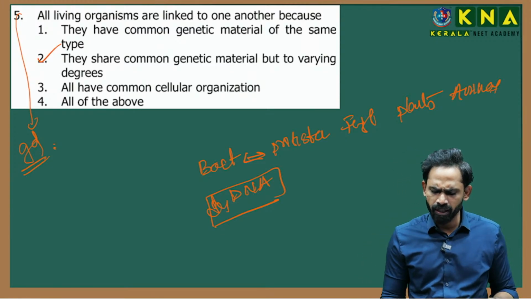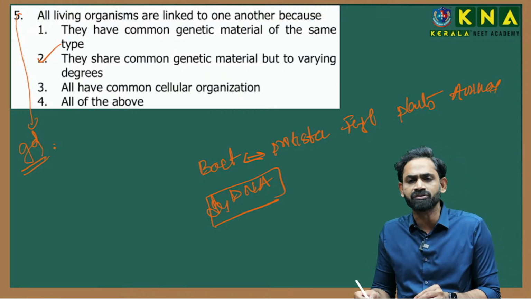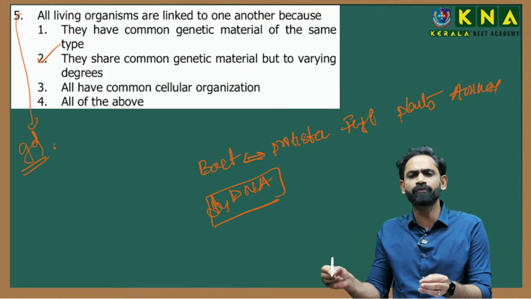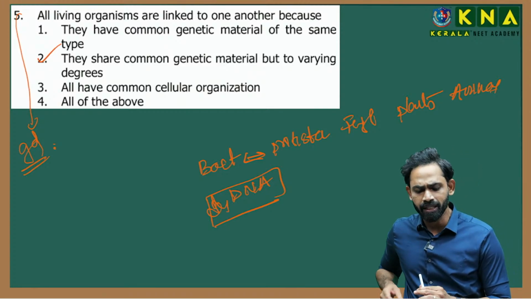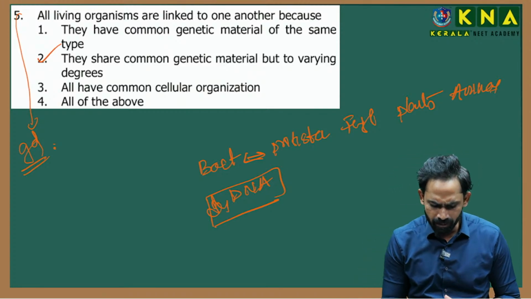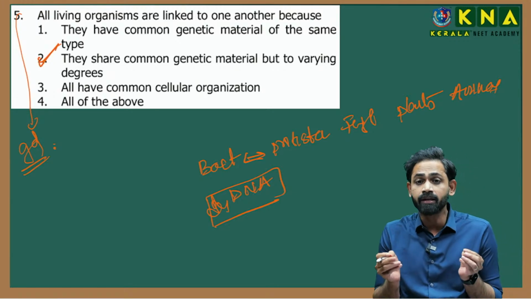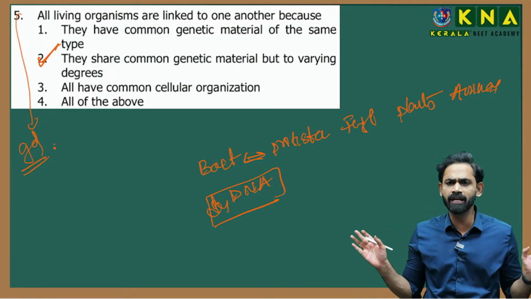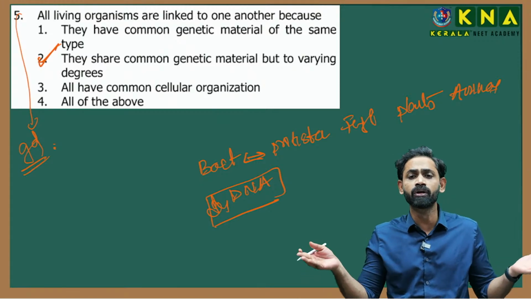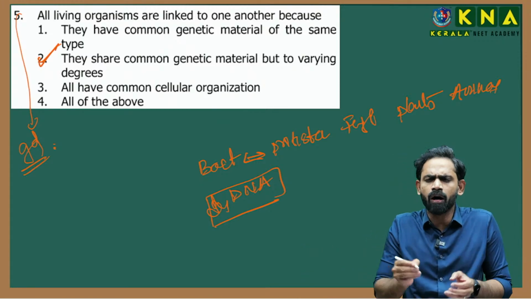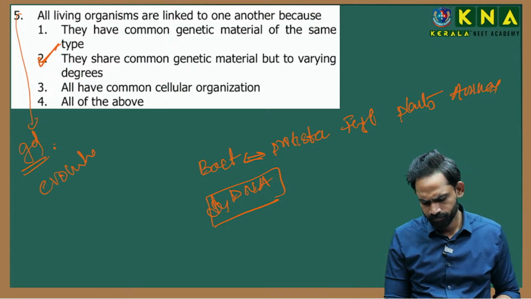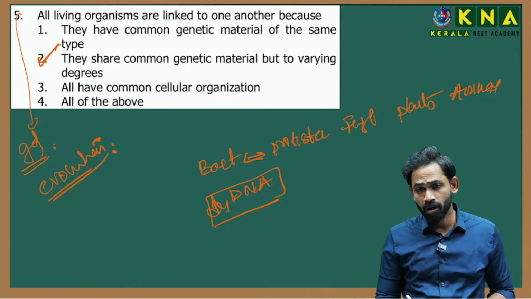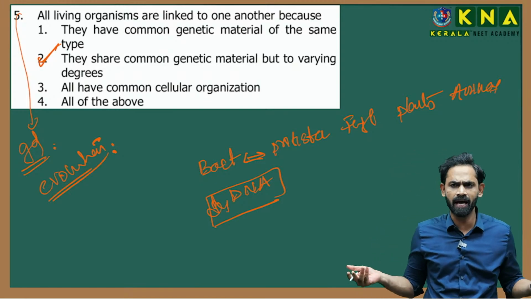But here, bacteria is somewhat different in composition from the protista. Protista is somewhat different from the fungi. That is why I am telling you all living organisms are linked through a common genetic material but with varying degree. Then why did I call it a good question? Because you can find an almost similar statement in evolution also. I found it definitely, that's why otherwise I would not tell.